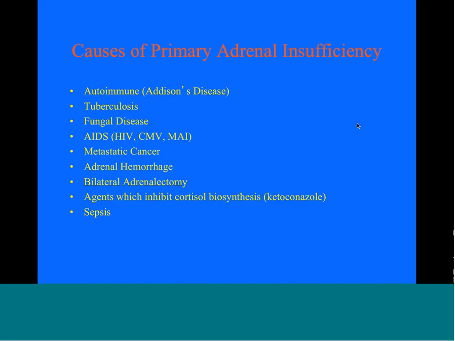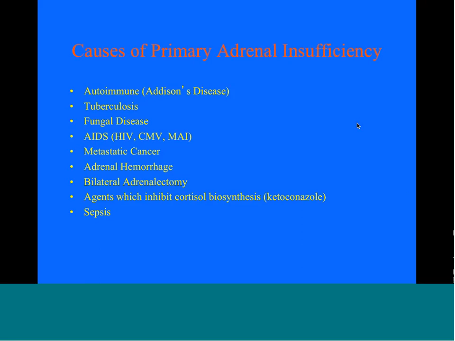The different causes of primary adrenal insufficiency are autoimmune, which is by far the most common in the United States. That's called Addison's disease when it's autoimmune. Tuberculosis is the second most common cause in the United States, and probably the most common cause worldwide. Fungal disease, AIDS, and HIV virus and other associated viruses like CMV and MAI, the bacterial infection that occurs in AIDS, can also give adrenal insufficiency.